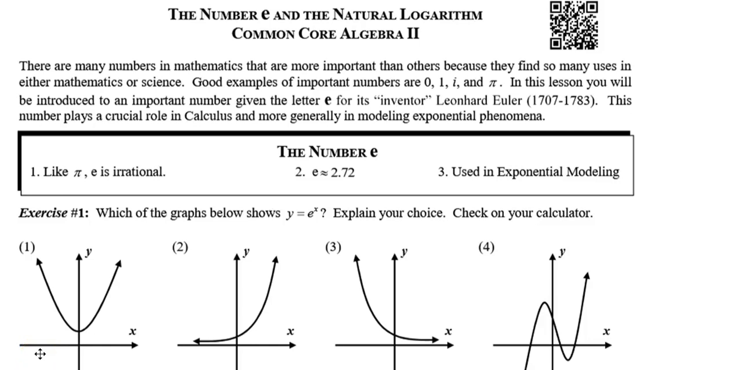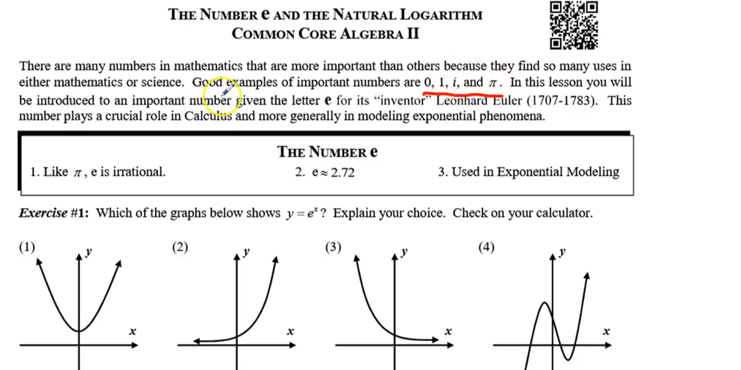In this recording, we're going to learn about the number e and the natural logarithm. As it says here in the opening paragraph, there are many numbers in math that are more important than others. They have really important uses in math and science. And some good examples of these are numbers you're already familiar with: the number 0, obviously, 1, i, the imaginary unit, you learned about this here, and pi.